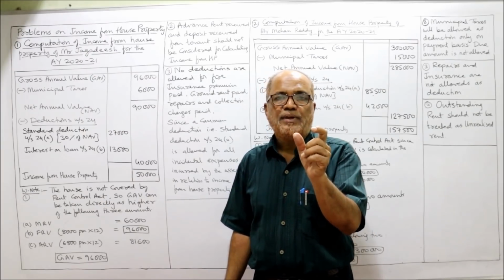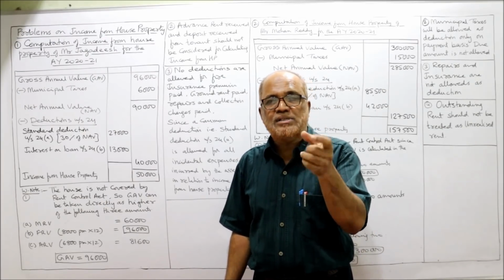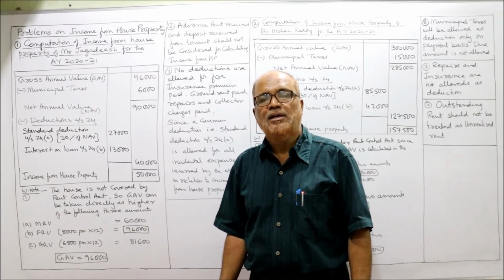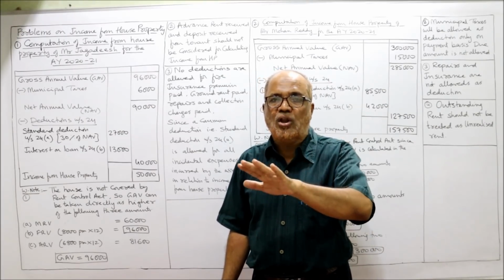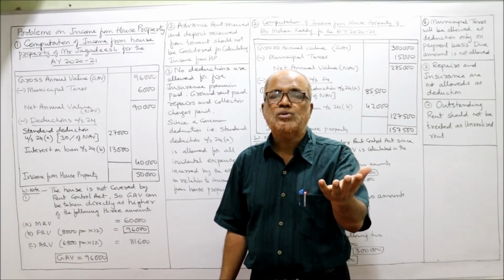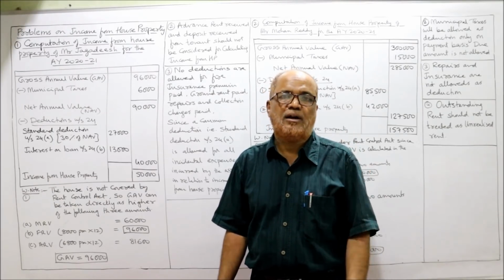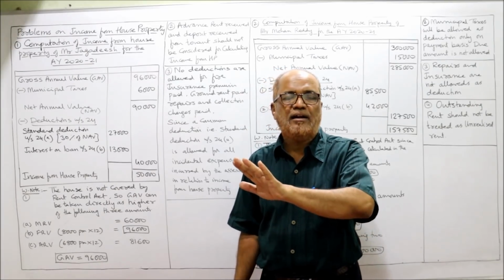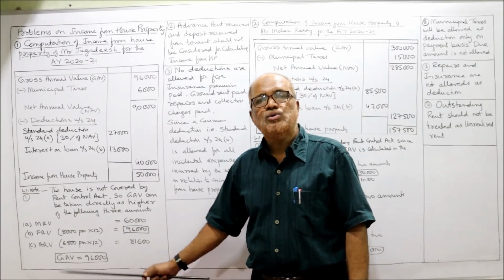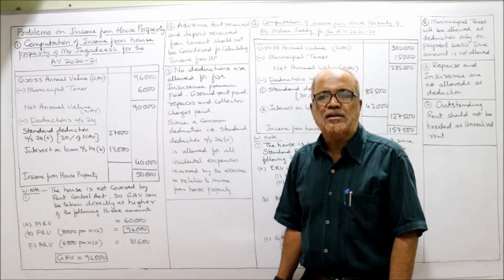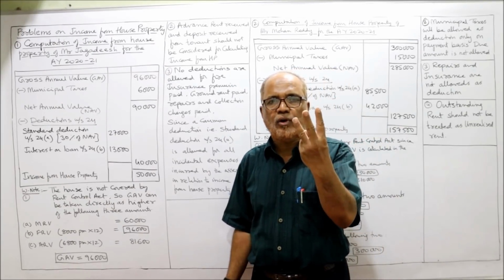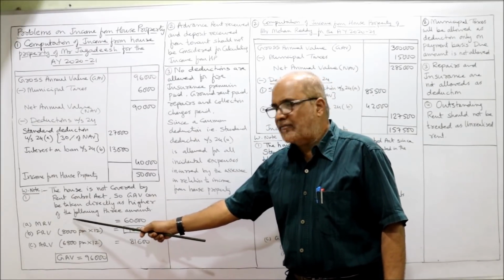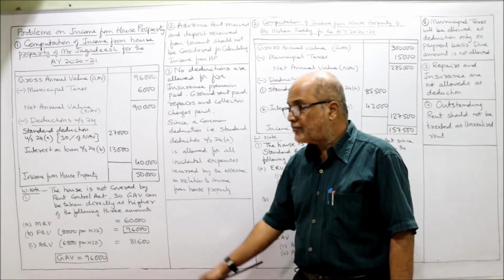If standard rental value is given in the problem, that means the house is covered by the Rent Control Act. If standard rent is not given in the problem, the house is not governed by the Rent Control Act. So in our present first problem, standard rental value is not given. So the house is not covered by the Rent Control Act. GAV is the higher of the following three amounts. What are the three amounts? MRV, municipal rental value, given in the problem, 60,000.